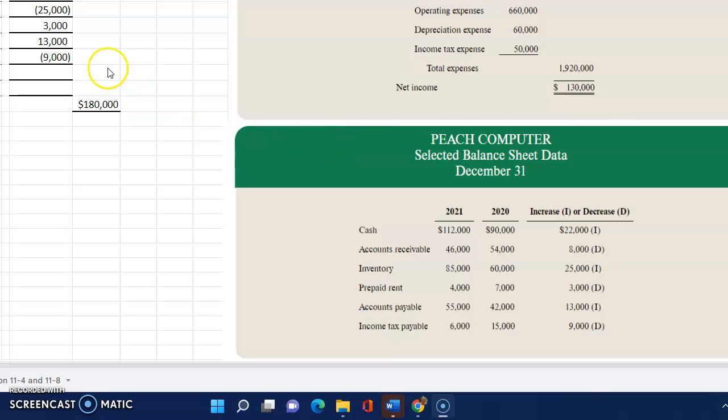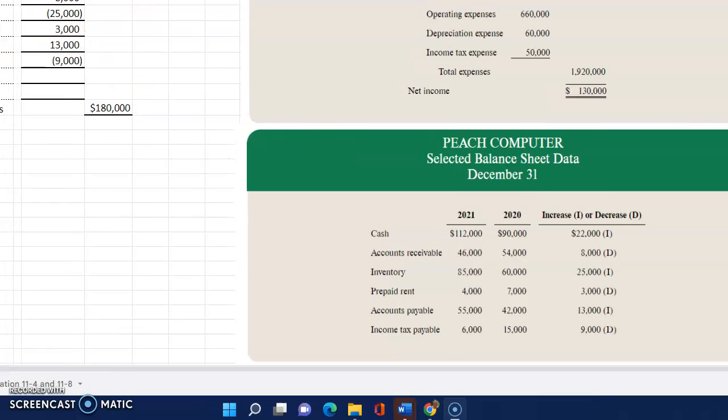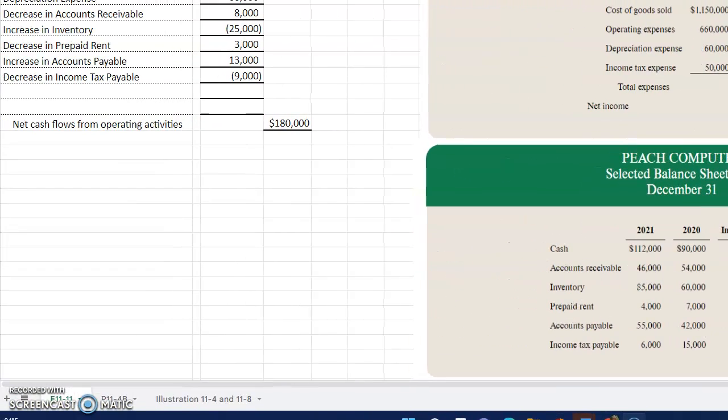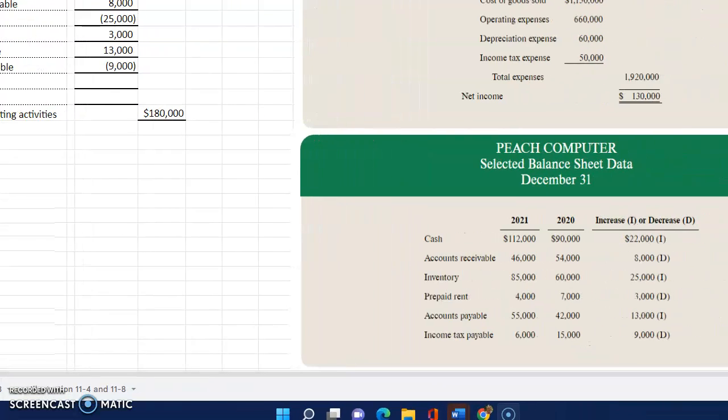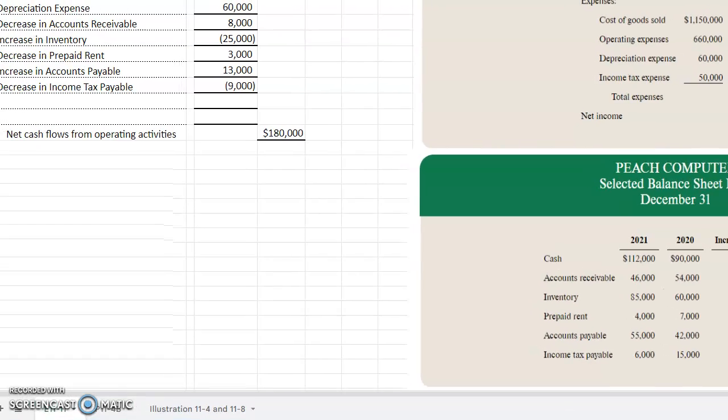However, accounts receivable decreased by $8,000. Okay, if accounts receivable decreased, that means we collected more cash. So that's going to be a positive adjustment of $8,000. Okay, inventory increased by $25,000. If we increased inventory, that means we spent more cash. So that is going to be a negative in the adjustment.